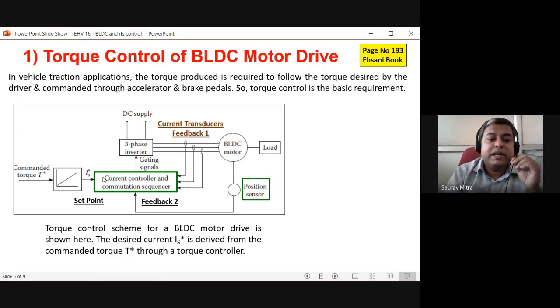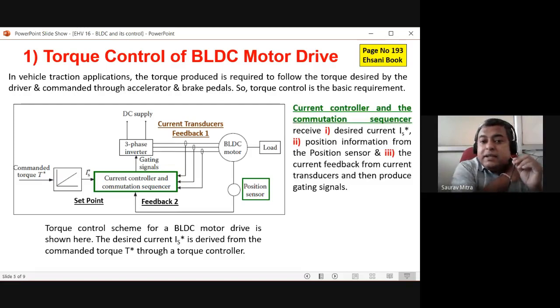Torque is converted to current because this is a processor which cannot understand torque. So there has to be a torque sensor, and it should convert the demanded torque into current. Now current is sensed by this microcontroller, which is a DSP controller. Second part, the current controller and the commutation sequencer, which is nothing but a DSP processor.